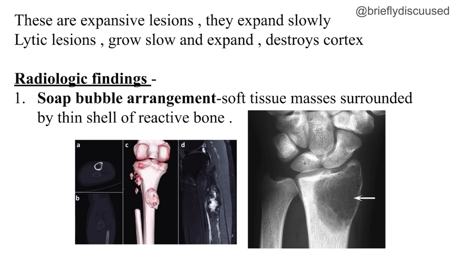Coming to the radiological findings, you will see this soap bubble appearance here. In our story, they fell in love and they're making the soap bubbles and scrambled eggs and all, right? So here comes the soap bubble. Soap bubble appearance is seen because the soft tissue masses are surrounded by a thin shell of reactive bone.